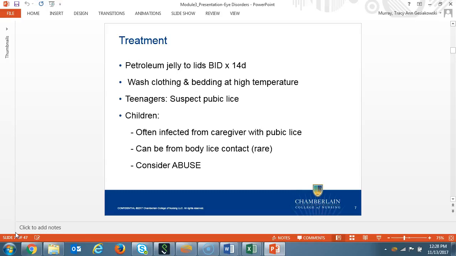Suspect pubic lice from sexual transmission in teenagers. Children are often infected from a parent or an adult caregiver with pubic lice from their hand to their eye contact. Lids can also be infected by body lice from contact with chest or body hair. And of course, you do have to consider child abuse as well.